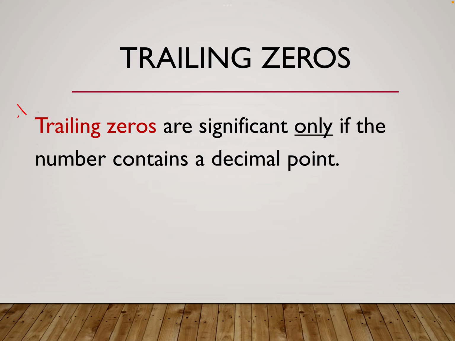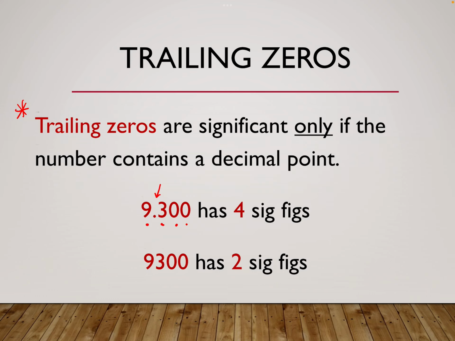Trailing zeros are the ones that are exciting. Okay, trailing zeros are significant only if there's a decimal point. So like this number, do you see there's a decimal point there? That makes these trailing zeros significant. So there's 1, 2, 3, 4 sig figs. However, if we have this one, do you see no decimal point? This only has 2 sig figs because now these zeros are not significant. So the trailing zeros are what get people in trouble because they are sometimes significant. If there's a decimal point, yes, they're significant. No decimal point, not significant.